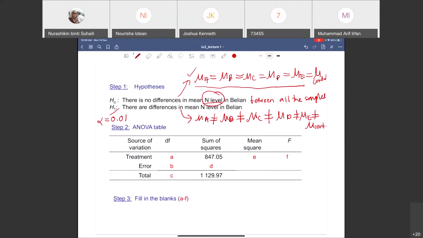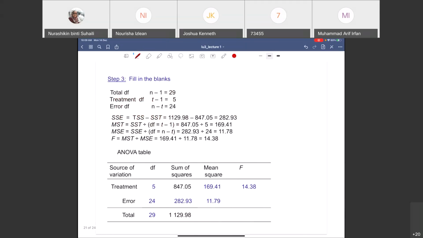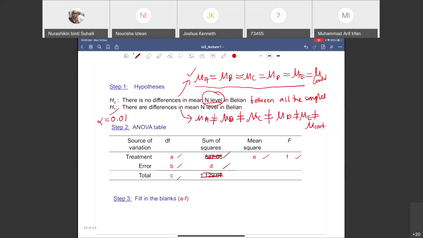Okay, the degree of freedom for the treatment, the degree of freedom for the error, the total DF, and then the sum of squares. This one is not given. Normally, you have to find it out by yourself. You have to find this one, this one, and this one. So how are you going to find that? Okay, let's solve for the easiest one, DF.